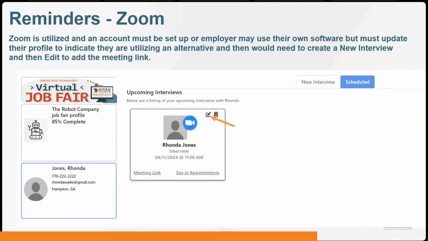And then as a reminder with Zoom, Zoom is what is utilized and an account must be set up, or the employer may use their own software, but must update their profile to indicate they are utilizing an alternative. And then they would need to create a new interview, and then they have to go in and edit it because the default is going to be Zoom. And so they need to select edit and put in whatever meeting link they are utilizing. Maybe their company has a policy that they can't use Zoom, and in that instance, maybe their policy is they have to use WebEx or Teams. Then that's how they would do it.